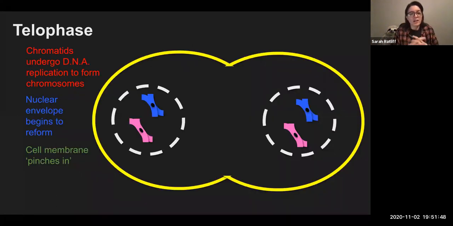And here we are at our almost last step. It is our last step of mitosis. It's called telophase. It's also sometimes called telophase. I prefer telophase. It kind of feels better in my mouth. I don't know.